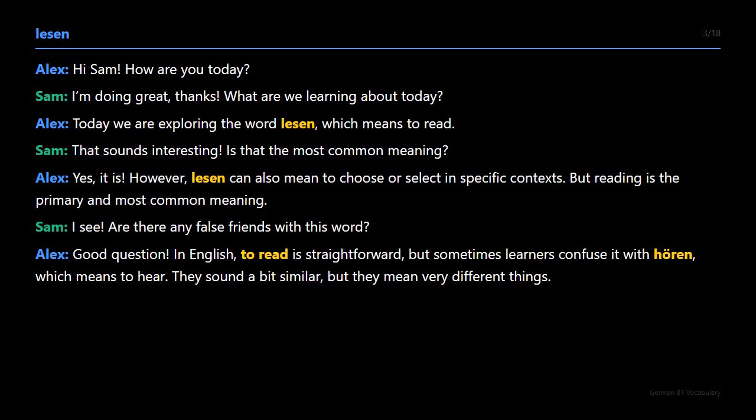I see. Are there any false friends with this word? Good question. In English, to read is straightforward, but sometimes learners confuse it with hören, which means to hear. They sound a bit similar, but they mean very different things.